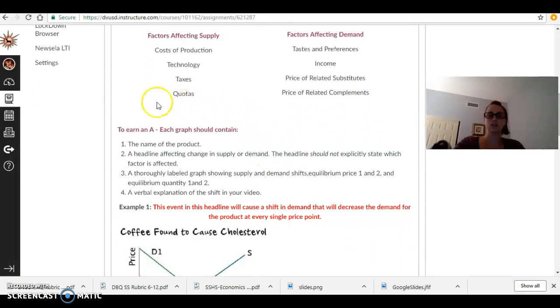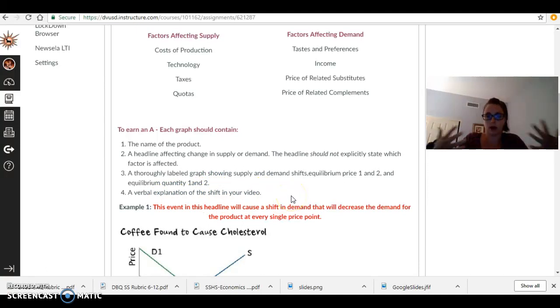So to earn an A, just so you know how you're going to get an A on this project, each graph needs to contain the name of the product and a headline affecting change in supply or demand. The headline should not explicitly state which factor is affected, okay? Although mine will, and the only reason why is because I want to make sure that you understand what the factor is, okay? So a thoroughly labeled graph showing supply and demand shifts, equilibrium price 1 and 2, and equilibrium quantity 1 and 2, okay? So I'll show you that as well. And then a verbal explanation of the shift in your video.